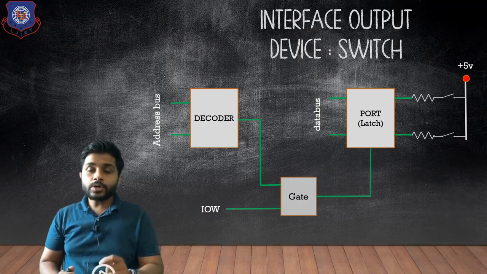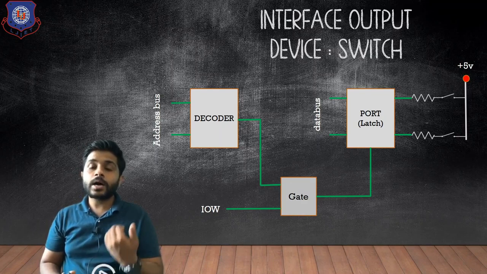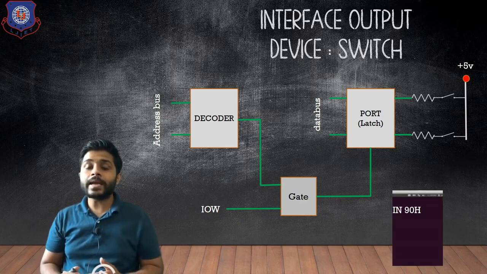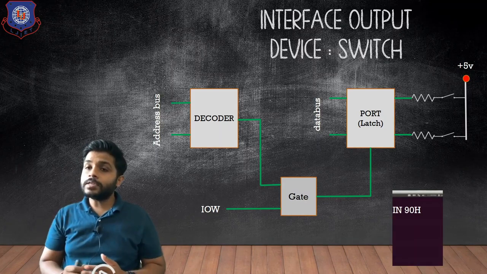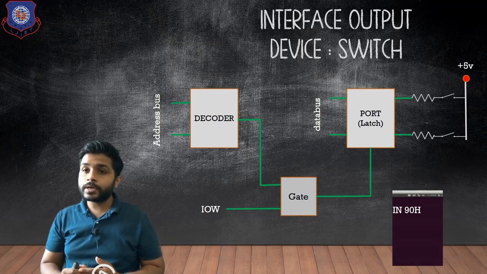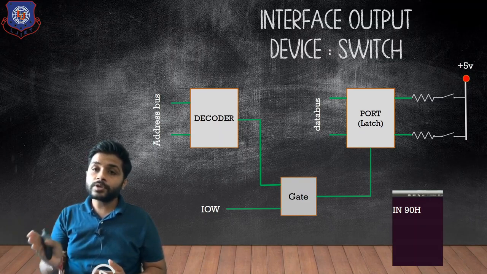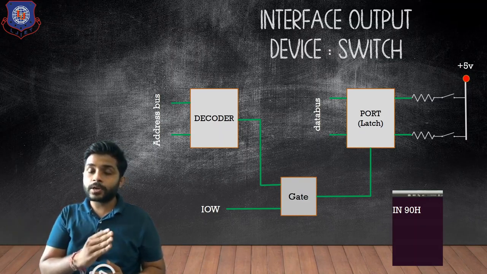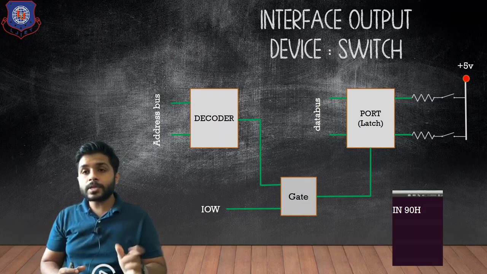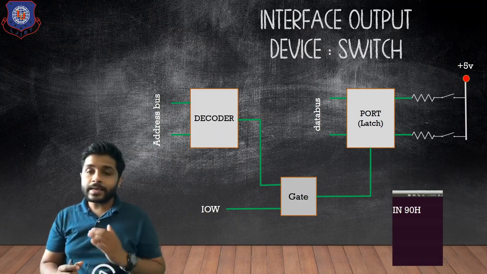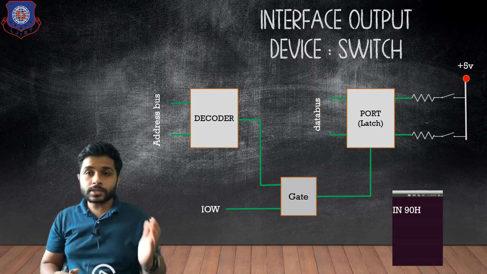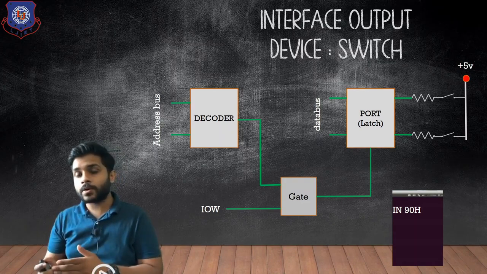Now if I want to read the status of the switch, I have to use the instruction IN 90H. When the instruction IN 90H is executed, the status of all the switches will be read and transferred using the data bus to the accumulator. So if we are getting all ones in the accumulator, it means all the switches are open, and if we are getting all zeros in the accumulator, it means all the switches are closed.